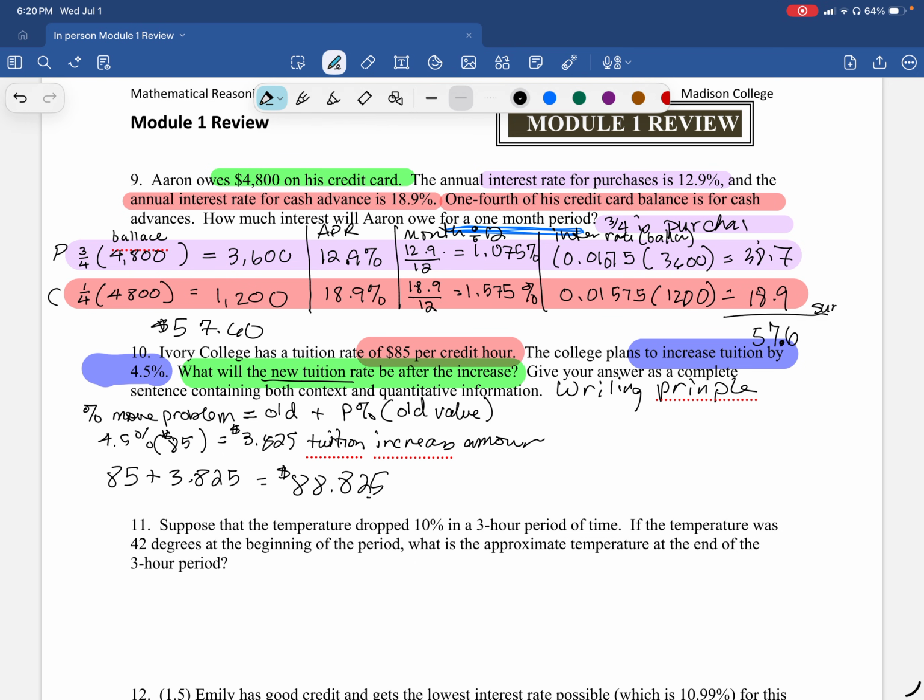probably to the nearest... If it was nearest cent, it'd be 88.83. If it was to the nearest dollar, it would be $89. So it depends on how they want to answer. So now we have to do the quantitative writing principle.